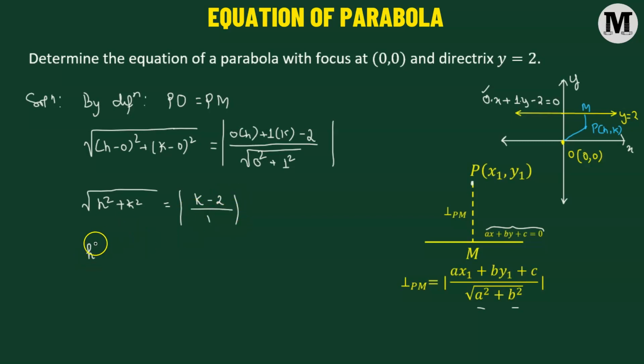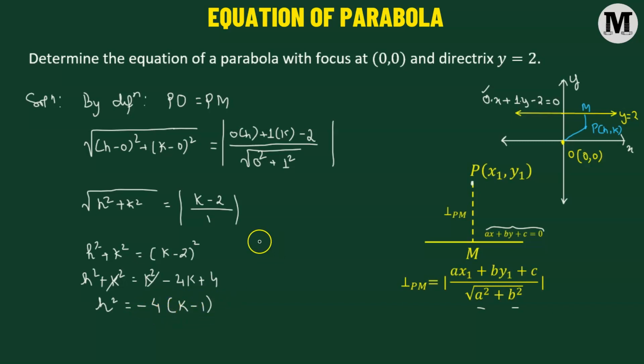Now we'll square both sides to get h squared plus k squared equals k minus 2 whole squared. Now we will expand k minus 2 whole squared. That's going to give us k squared minus 4k plus 4. So we can cancel out k squared from both sides. That leaves us with h squared equals, so we'll take negative 4 as the common factor, negative 4 multiplied by k minus 1. So we're almost done. Finally, we replace the value of h with x and the value of k with y. Since we have h on the left-hand side, we'll get x squared equals negative 4 multiplied by y minus 1.